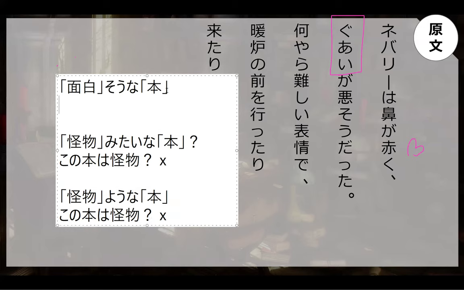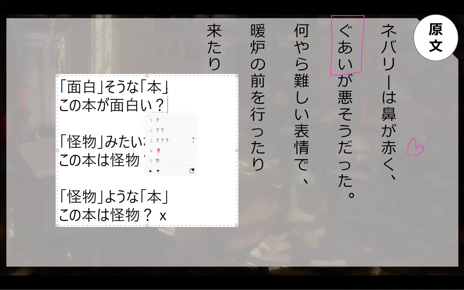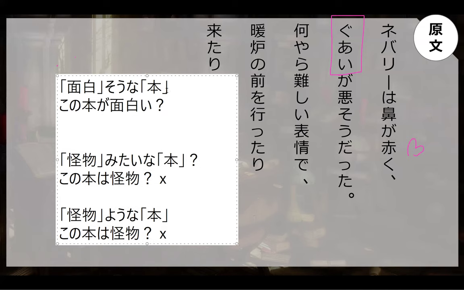So, omoshirosou na hon, you could say kono hon wa omoshiroi? We don't know the answer yet. The answer could be yes or no, right? There's a yes or no possibility here. We do not have that information. No one has read the book yet. Here we do have the information. It is not a monster, it is a book.